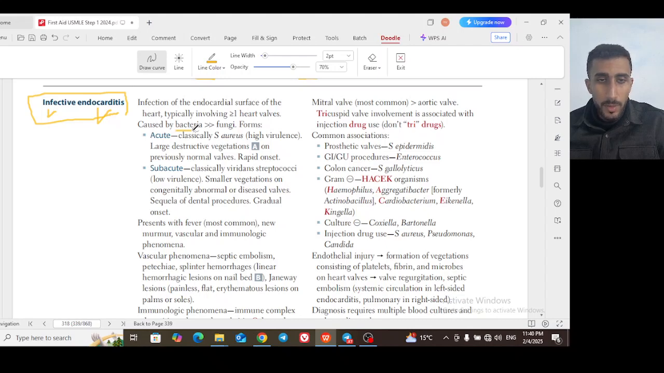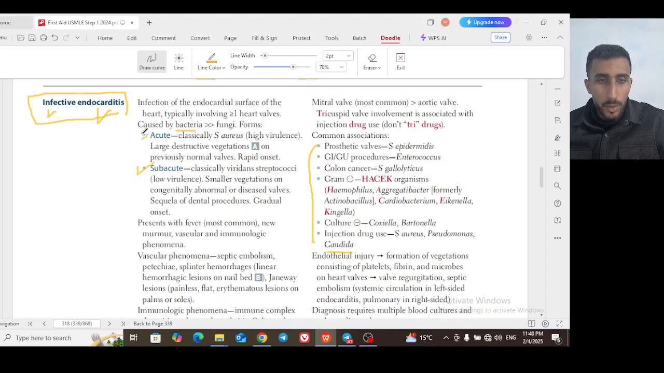And the causative is mostly bacteria. Fungi may cause infective endocarditis, but more commonly you will find different bacteria that cause it. Here you may find Candida as an example of fungi, and the others are bacteria. They are subdivided into acute and subacute.